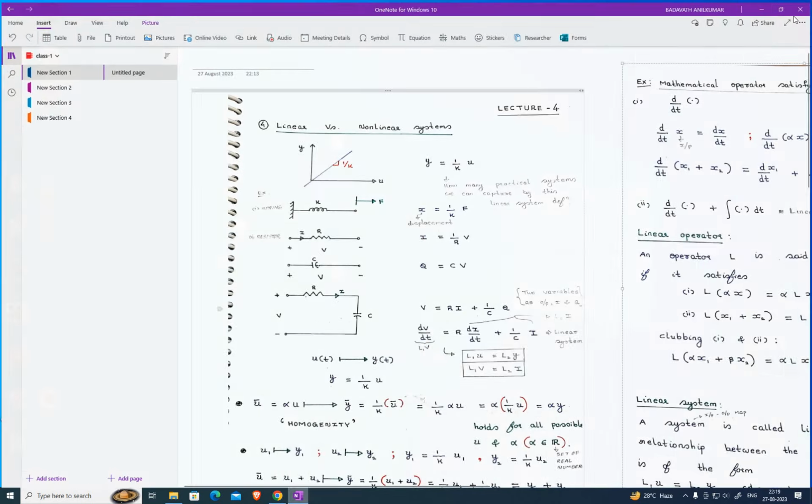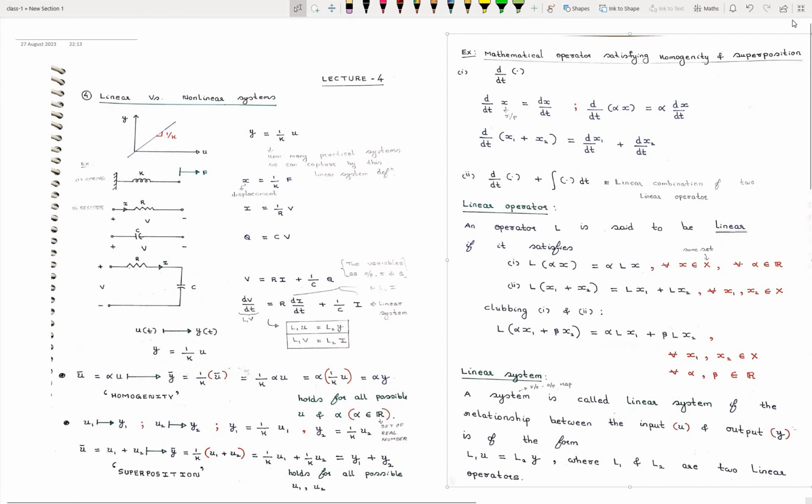In Basic Control System, this is the fourth lecture. In the previous lecture, I had discussed system classification. In the last lecture, I covered static and dynamic systems, causal and non-causal systems, time invariant and time varying systems. One more system classification is remaining, that is linear versus non-linear. After this, we go for block diagram reduction techniques.